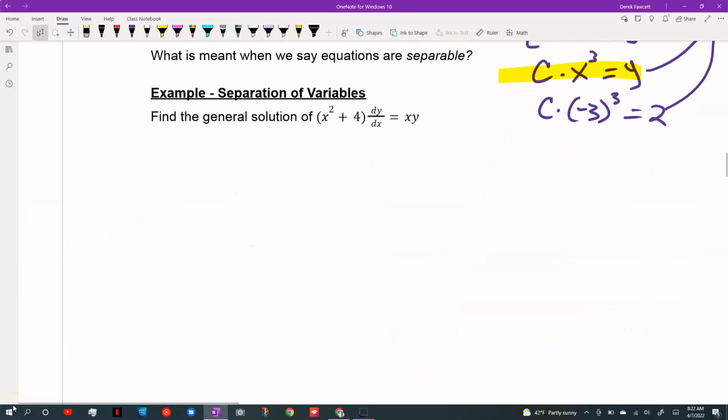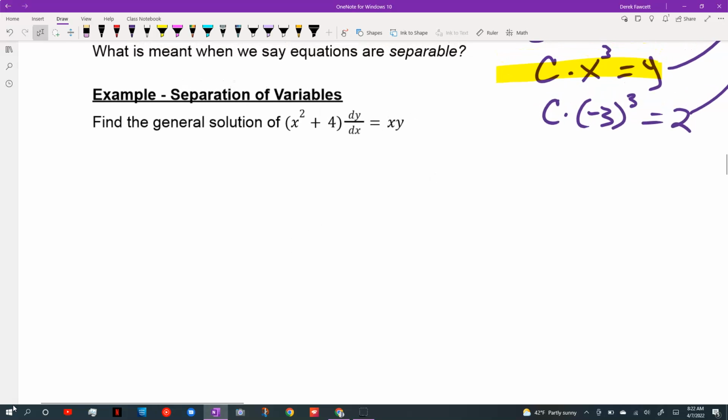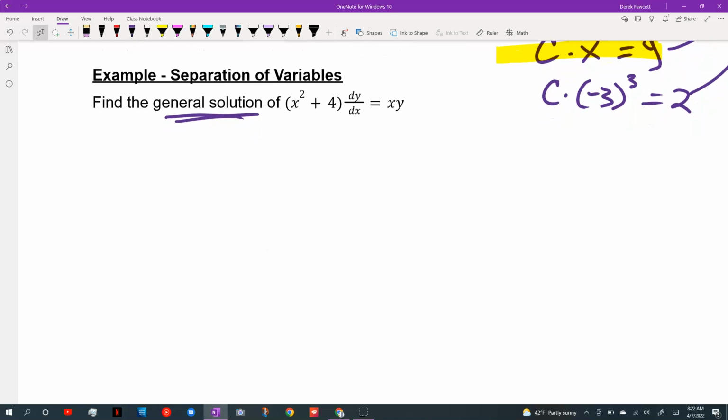Let's take a look at an example of separation of variables. So we're finding the general solution of x squared plus 4 times dy dx is equal to xy. The first thing we need to do is get the x dx on one side and the y dy on the other. Go ahead and try to do that part. Separate the variables, and then from there you can integrate both sides. Try to go as far as you can on this one by yourself, and then come back to the video once you've tried it, or if you need a little bit of extra help.